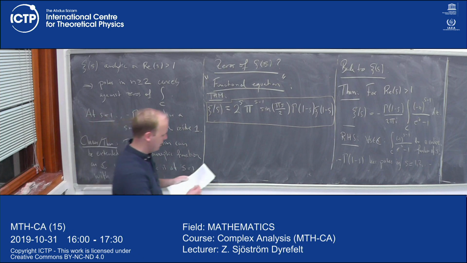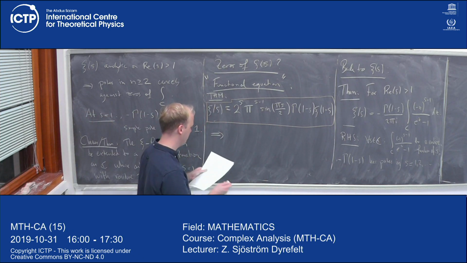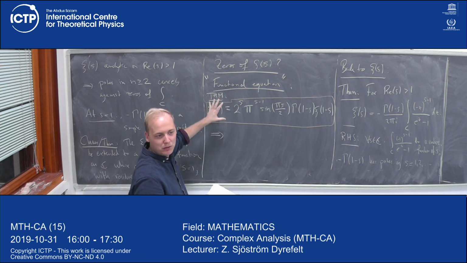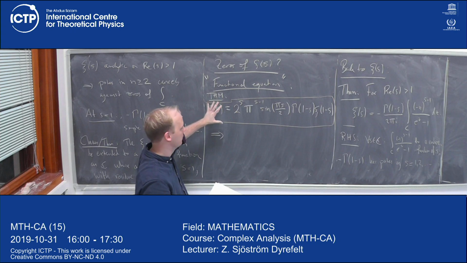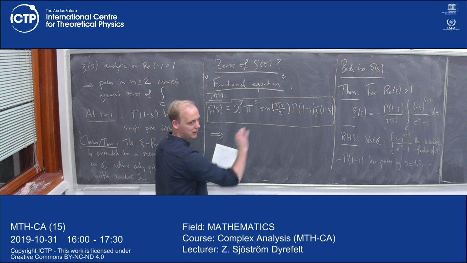Okay? Now, this implies something about the zeros. So the Riemann hypothesis is about the zeros of the zeta function. But there are some trivial zeros. So look at this and try to tell me what are the trivial zeros that you can read out of this.